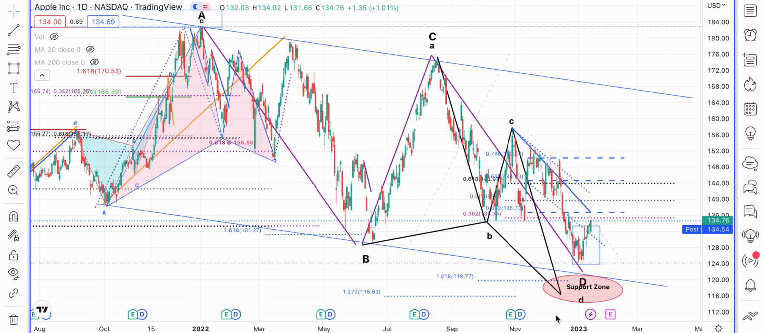Today we'll be reviewing the three stocks which we have been following for quite a while. These are Apple, Tesla, and Amazon.